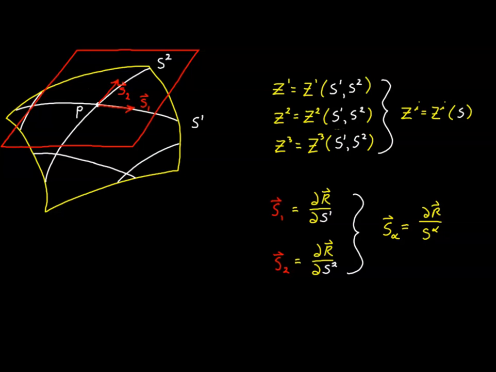Well, to accommodate vectors in general, we're going to need yet another basis vector, which we define this way. We'll have a vector that points perpendicular to the tangent plane, points upward in a direction like this, and we call this the normal.